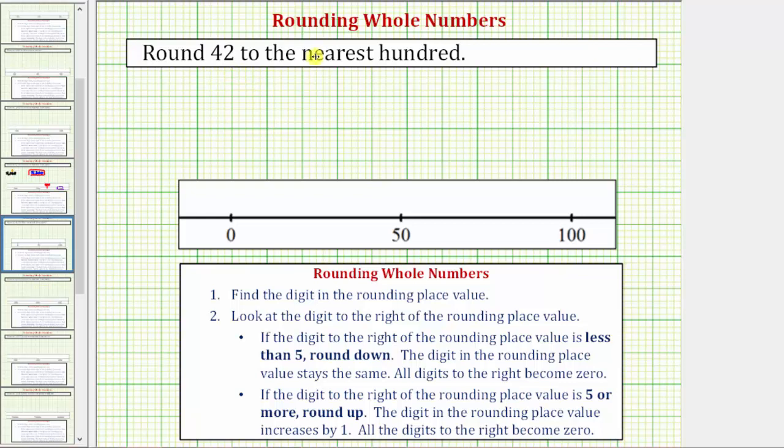Here we're asked to round 42 to the nearest hundred. So again, using the number line, if we were to count by hundreds, 42 would fall between 0 and 100, and of course 50 again would be in the middle. So if we were to plot 42 on the number line, 42 of course is less than 50, let's say it's approximately here. Because 42 is closer to 0 than it is to 100, when rounding to the nearest hundred, 42 rounds to 0.